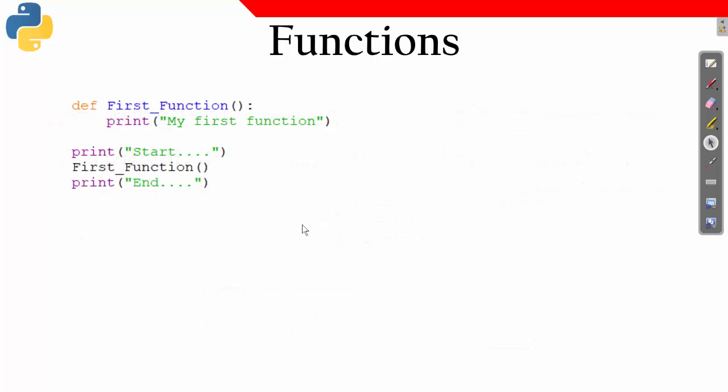Let us see a program here. I am writing here def my first function, and I have written a bracket here. Then I am having a colon symbol. Okay, a colon symbol I am having here.